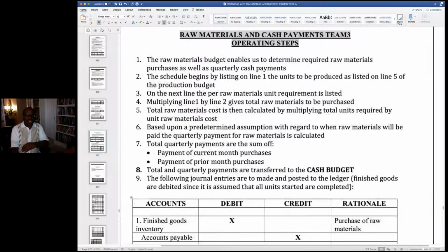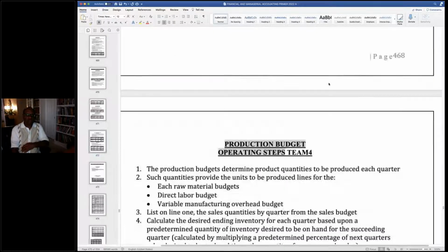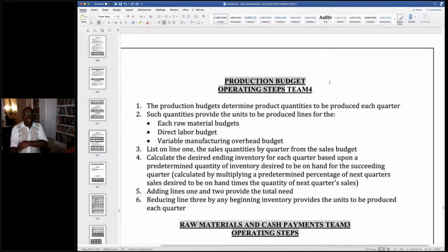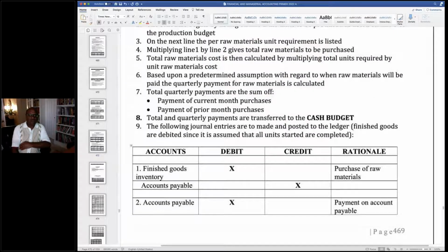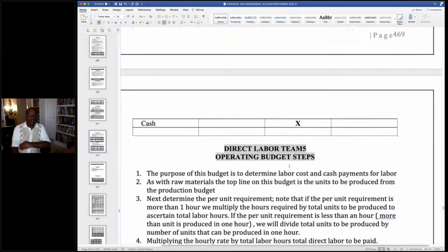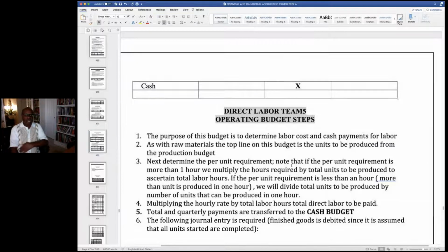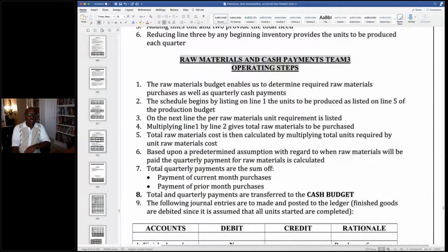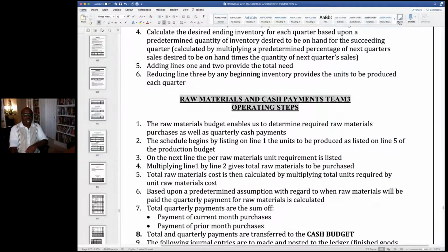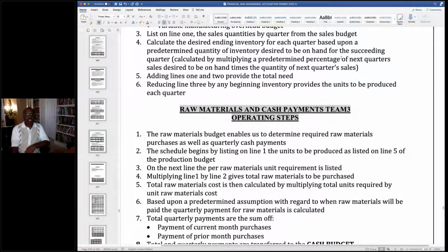For the production budget, the production budget is the starting point for raw materials and labor. So the production budget needs to be right, and then you send your numbers to these people so they can do their budget, and you'll see in just a second what I'm talking about.